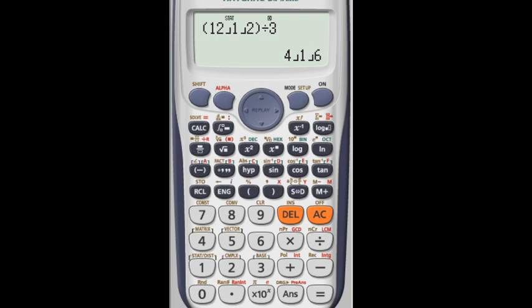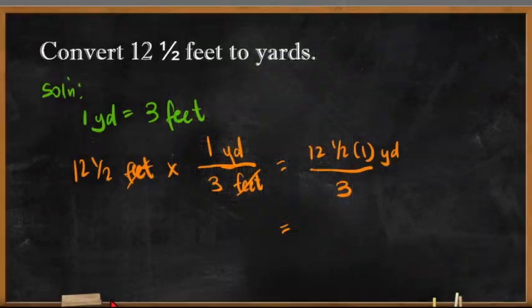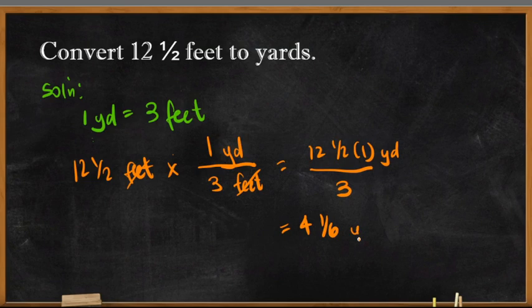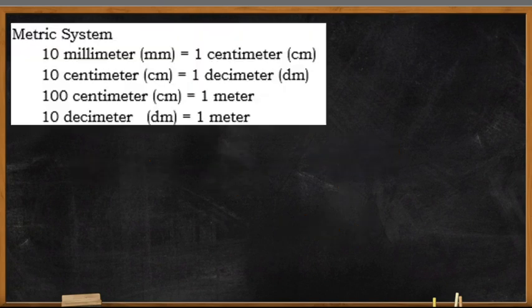Let's go back to the screen now. So your answer will be 4 1/6 yards. Usually in the English system, we will not be required to convert the fraction into decimal. Usually fractional numbers are for the English system, and for the metric system it will be the decimal number. Okay, next we will go now to the metric system.